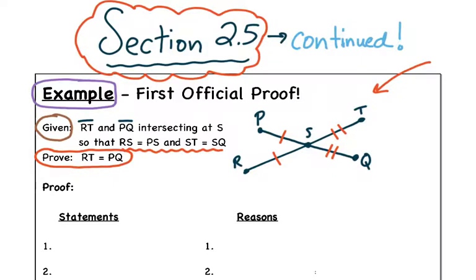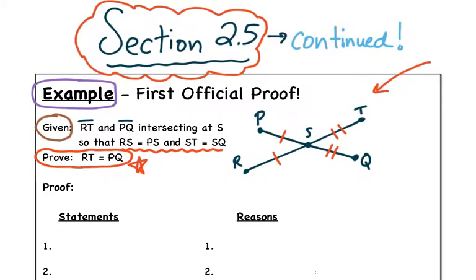Now we want to prove over here that RT is congruent to PQ. Well, let's just look at our picture. I mean, doesn't that kind of make sense a little bit? That if I take RS and ST, which is one dash and two dashes, isn't that going to be the same length as the PS and the SQ together? Because that's also one and two dashes. I think so too. So it makes sense. We just need to prove it.